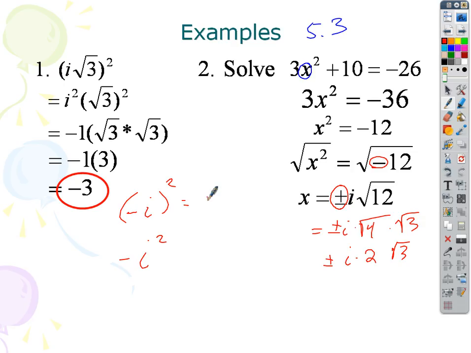This one is saying i squared times negative 1. I squared is negative 1, times negative 1, which equals positive 1. So they are different.